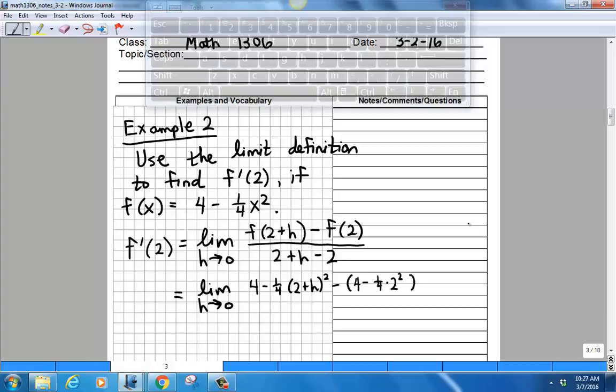Now, what about in the bottom? That's really super easy. What's 2 plus h minus 2 simplified to? Yeah, that just comes out to be h, right? So in the bottom there, you just get h.